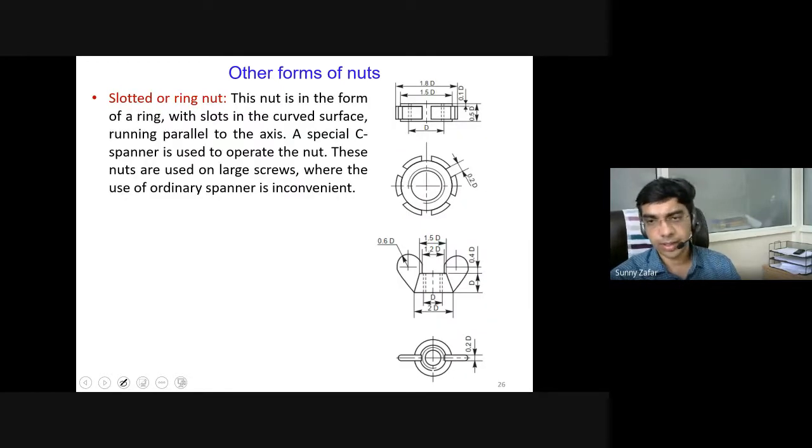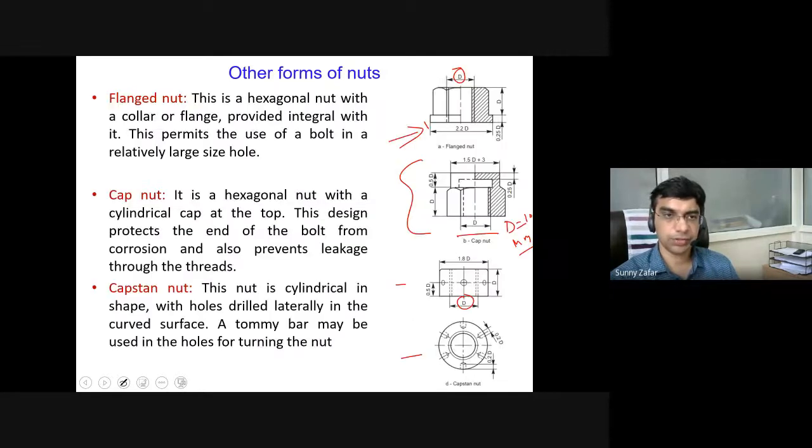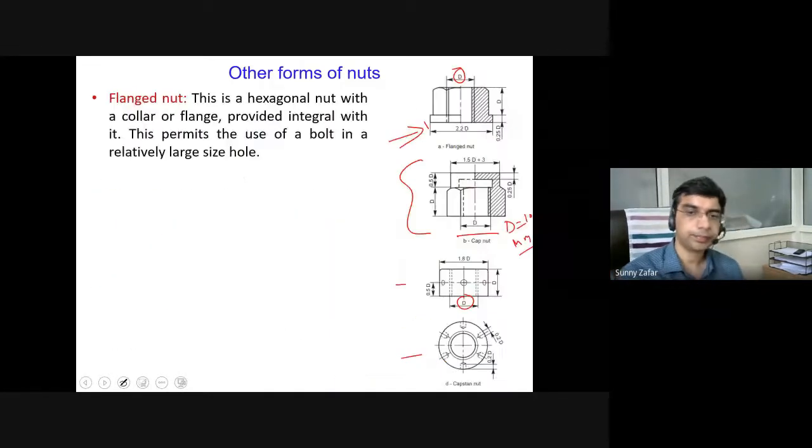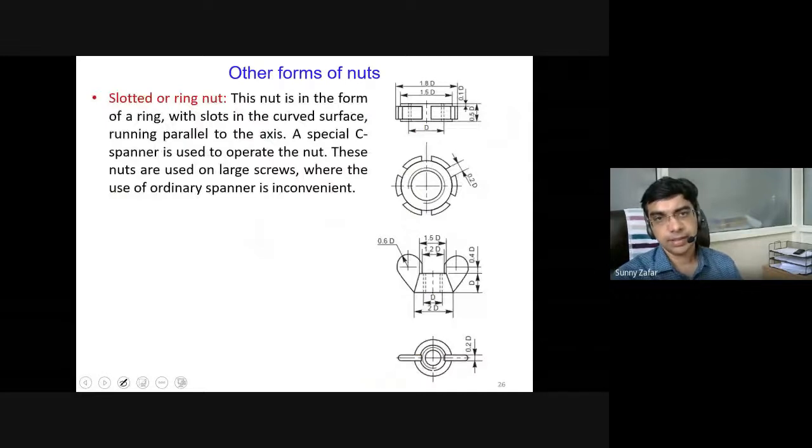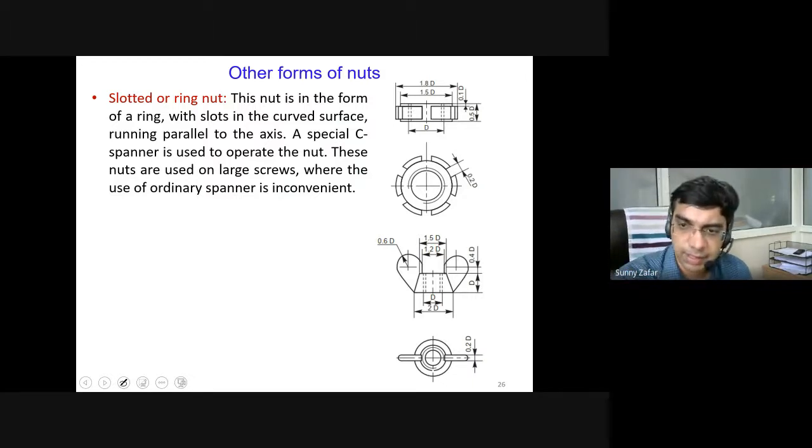Next is the slotted or ring nut. This was the first nut as shown here. This nut is in the form of a ring, not exactly a nut, and there are cuts provided. These cuts are used on larger screws, where a special spanner can be accommodated in minimal space. The spanner engages in these gaps, and it can be quickly tightened and untightened. Again, all dimensions are presented here with respect to the diameter of the bolt.